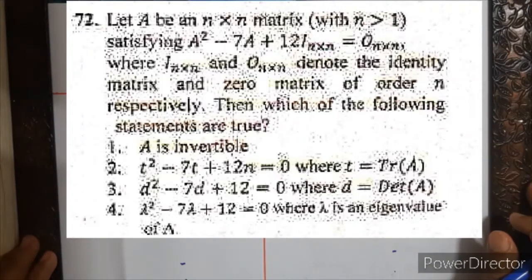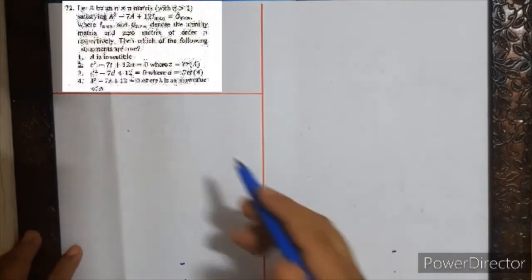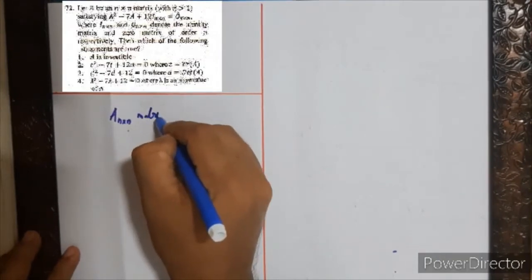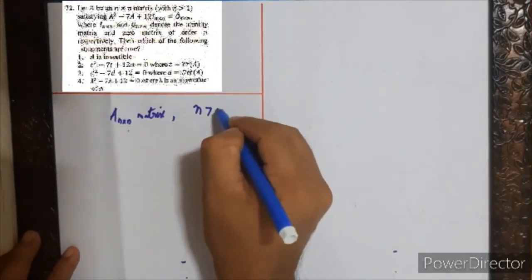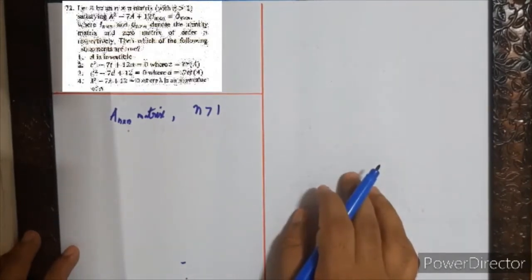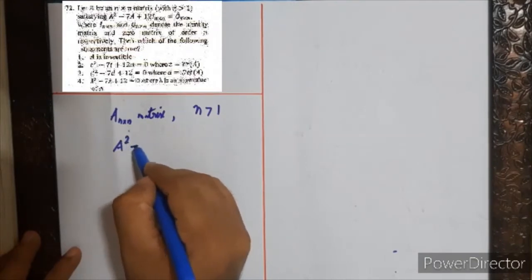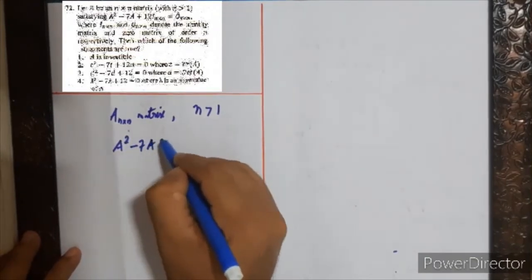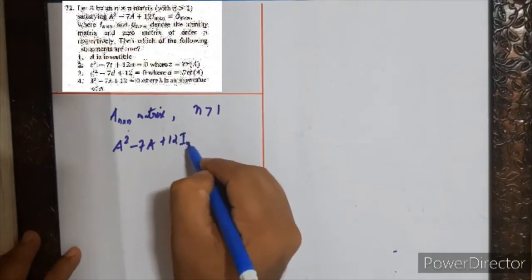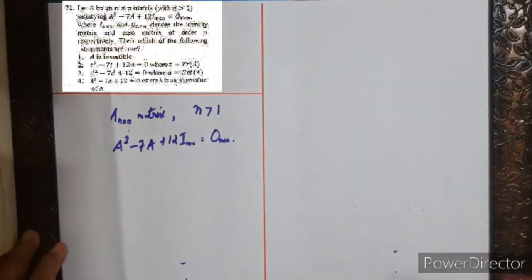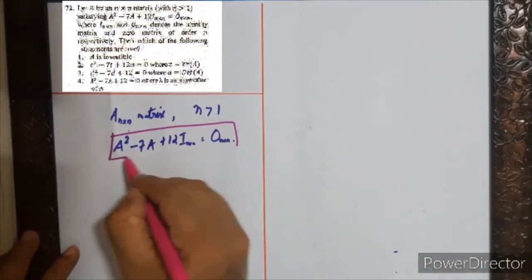And the fourth one: lambda square minus 7 lambda plus 12 is equal to 0, where lambda is an eigenvalue of A. So we have given A is an n by n matrix, and given that n is greater than 1, satisfying the equation A square minus 7A plus 12I is equal to 0 matrix. So it satisfies this condition.